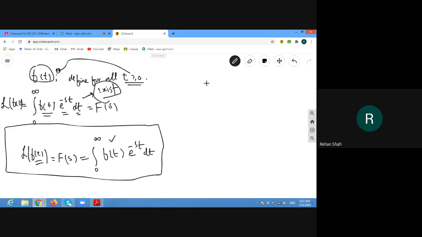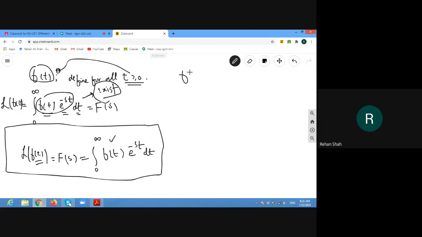So there are two things for transforming a function using Laplace transform. First thing is that the function must be defined for all t greater than or equal to 0. And second thing is this integral, that is the product of the exponential function and the function which you want to convert. If the integral of the product of these two functions exists, then you can convert this f of t into Laplace transformation.